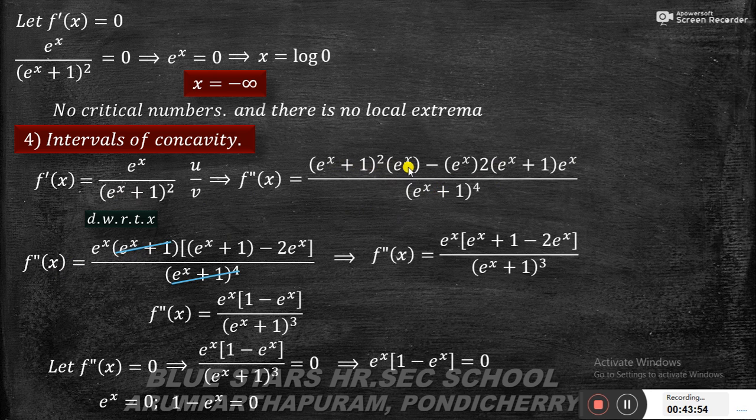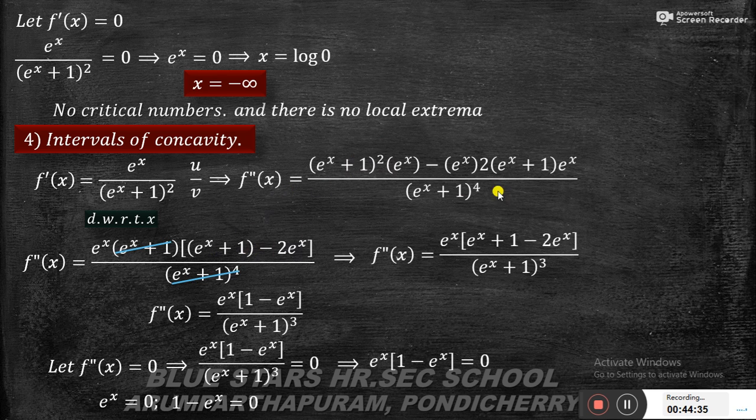So the next step, f''(x) equals, now you see, (e^x + 1)^2 into e^x minus 2 into e^(2x), since e^x into e^x is e^(2x), so 2 e^(2x) (e^x + 1). Now you take the common factor. The common factor here is e^x into (e^x + 1). So the remaining factor from the first term is (e^x + 1), because I take out e^x and (e^x + 1), and the remaining term is (e^x + 1).